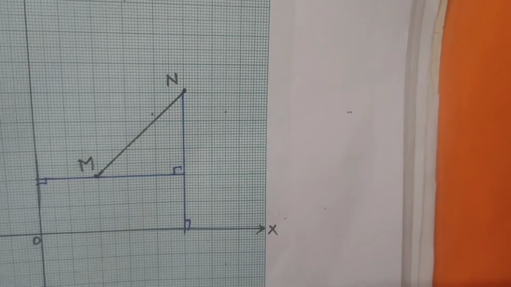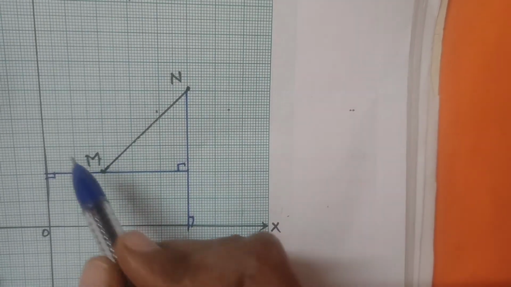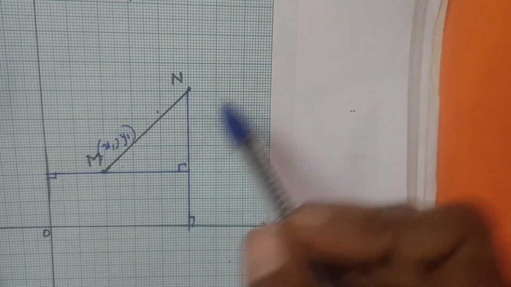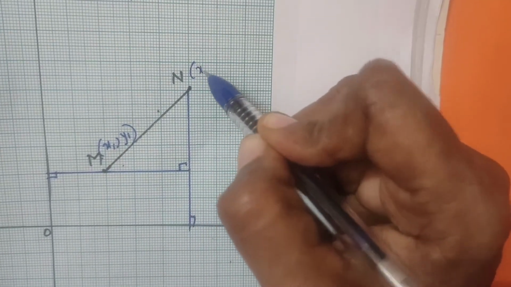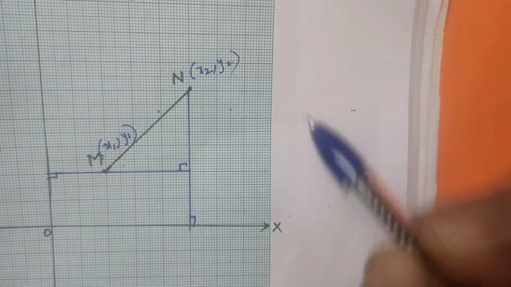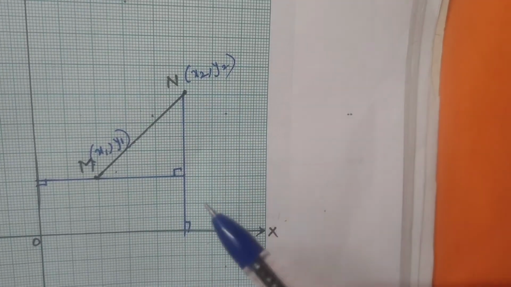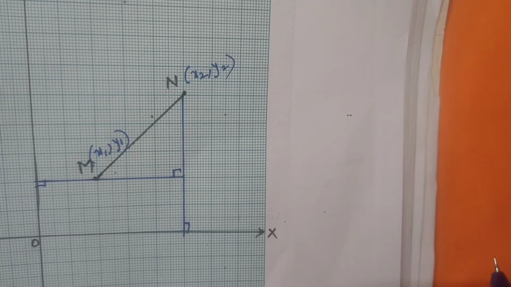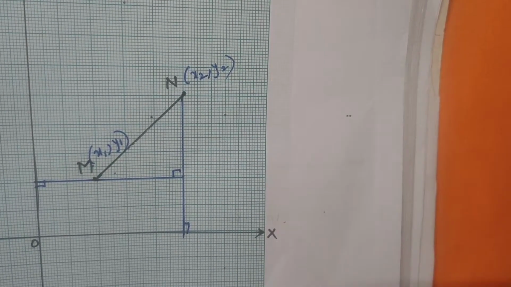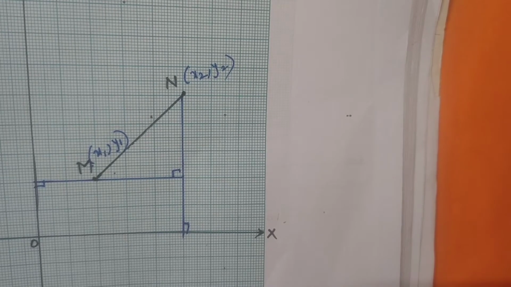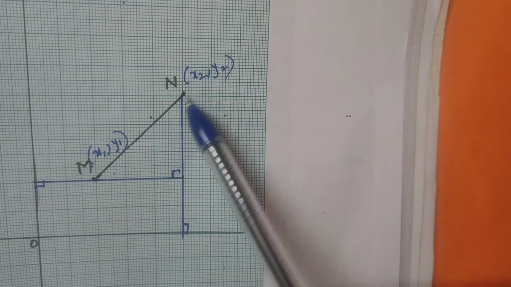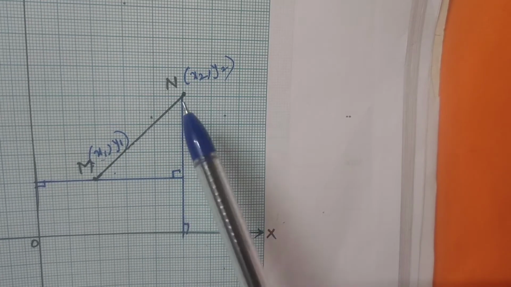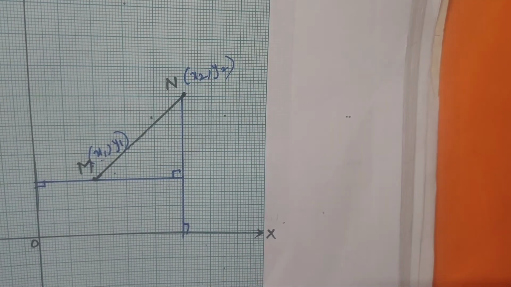Now you see, we will consider this point as x1 and y1, and this point we will consider as x2, y2. See, when such a slanted line is there, we have to use the distance formula. So we are going to learn how the distance formula is derived. So what did we do? We have seen a segment here, and the coordinates are the x coordinate and y coordinate, and another x coordinate and y coordinate.